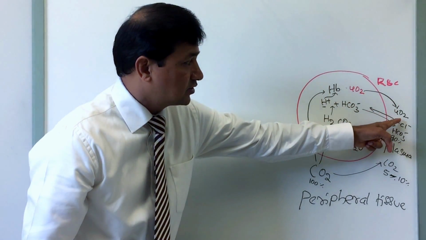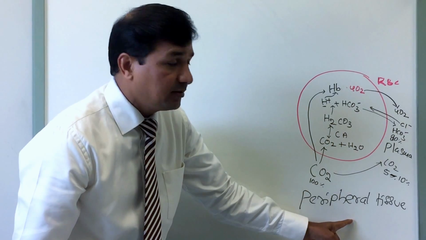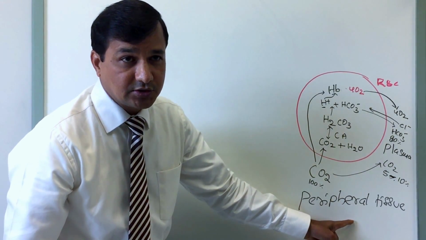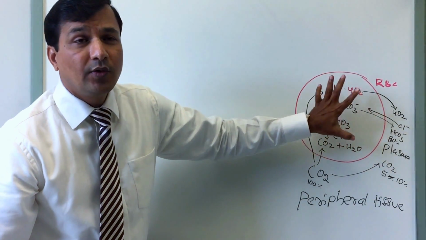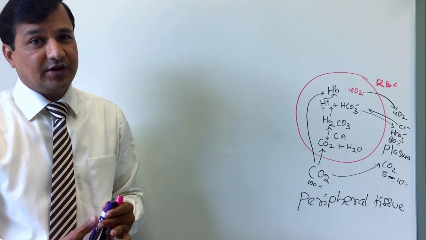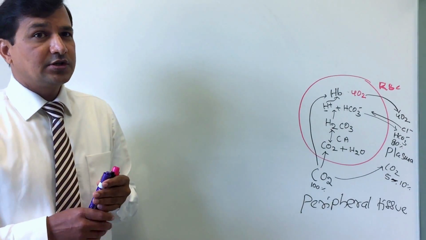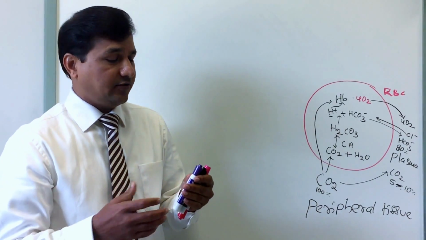So oxygen is diffused into the blood. From there, it will be taken up by peripheral tissues. This entire thing, we call the Bohr effect. Okay. Now let's move on to see what the Haldane effect is.